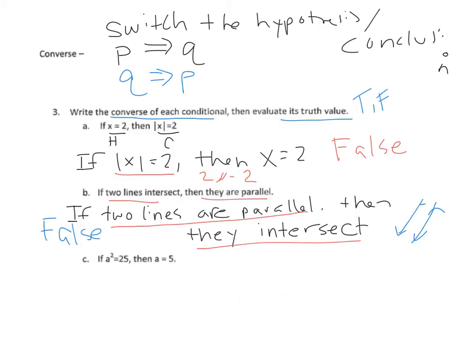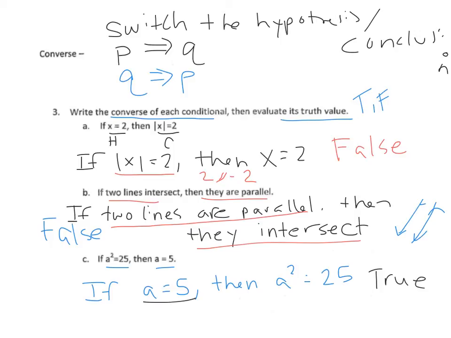And the last one, write the converse. So again, we're going to switch the hypothesis and conclusion. So if a equals 5, then a squared equals 25. And determine its truth value. So if a equals 5, does 5 squared equal 25? Yep, it does, so that's true. The truth value is true.